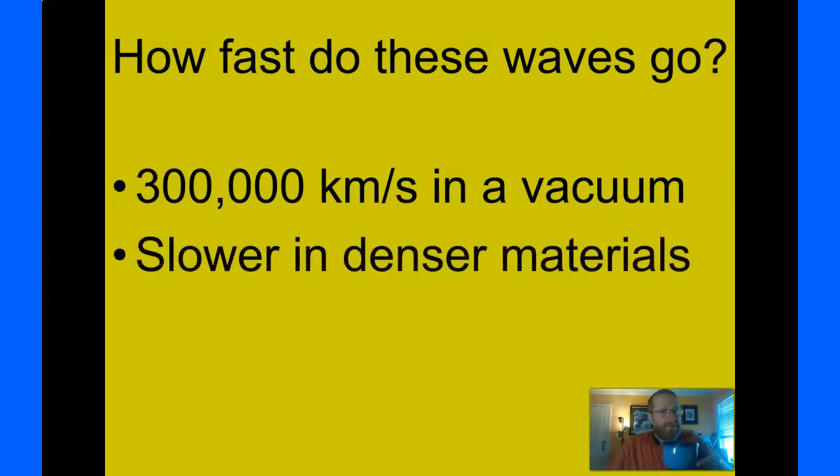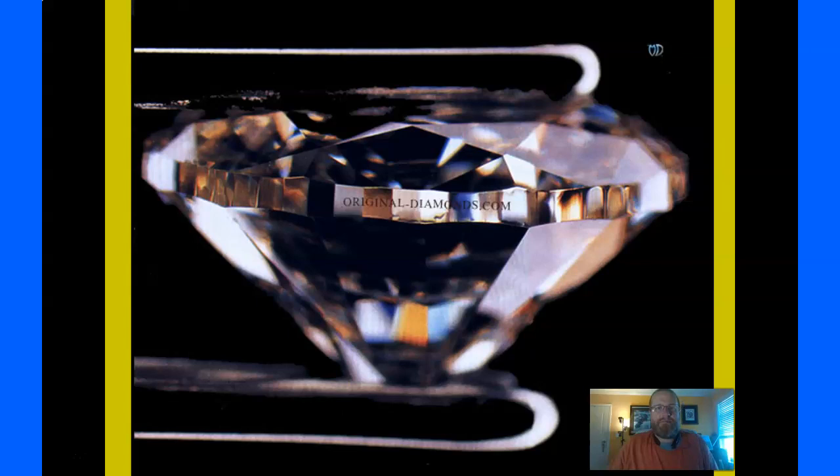Light does slow down in denser materials. In air, it slows down a minuscule amount. Something that light can pass through that's really dense will slow it down a lot more. Water slows it down. Glass slows it down. And these things slow it down. Diamonds.